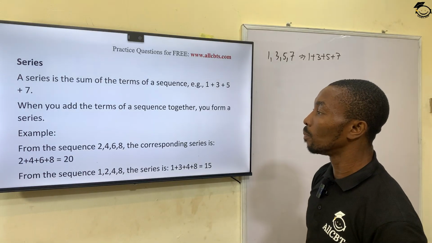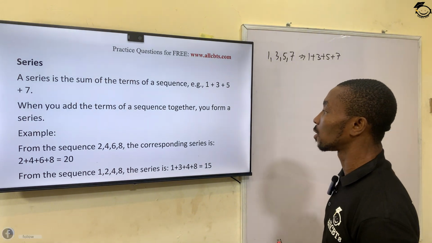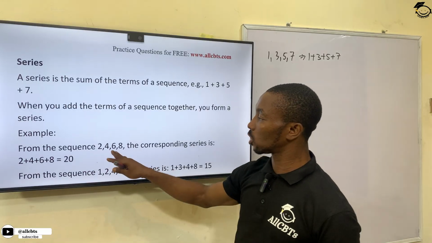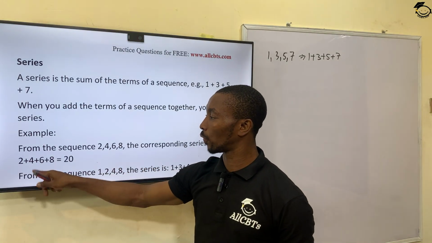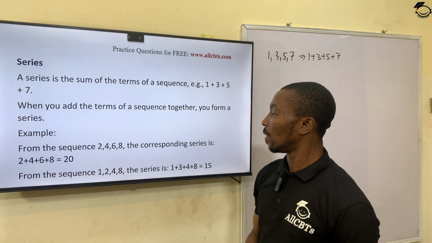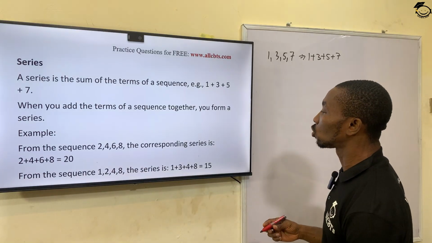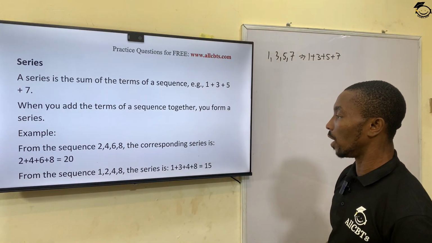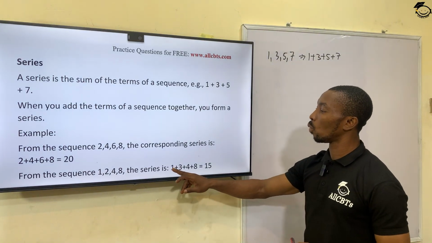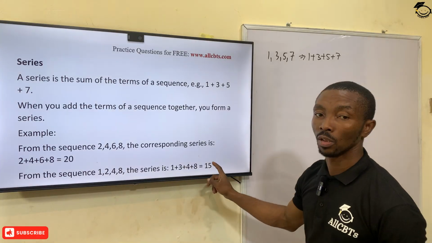Now, example, from the sequence of 2, 4, 6, 8, the corresponding series will be the addition of these numbers, 2 plus 4 plus 6 plus 8, which will give us 20. And when we look at the sequence of 1, 2, 4, and 8, which is a geometric sequence, the series will give us 1 plus 2 plus 4 plus 8, which gives us 15.